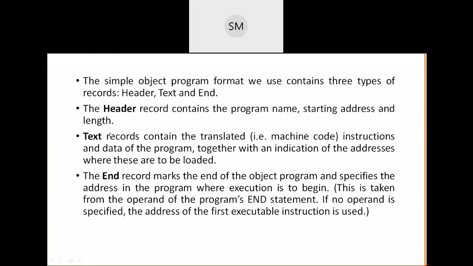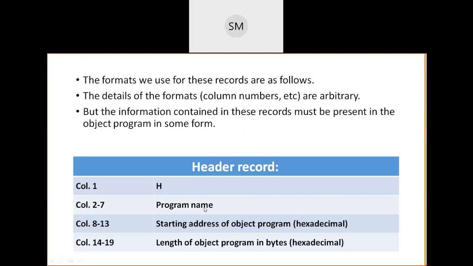So just remember these three records: header record, text record and end record. Now these three records again have particular formats and syntax, which we have to follow strictly. The formats we use for these records are as shown below. Column numbers are arbitrary. Here I am going to use one word, column numbers, which are nothing but the number of characters.